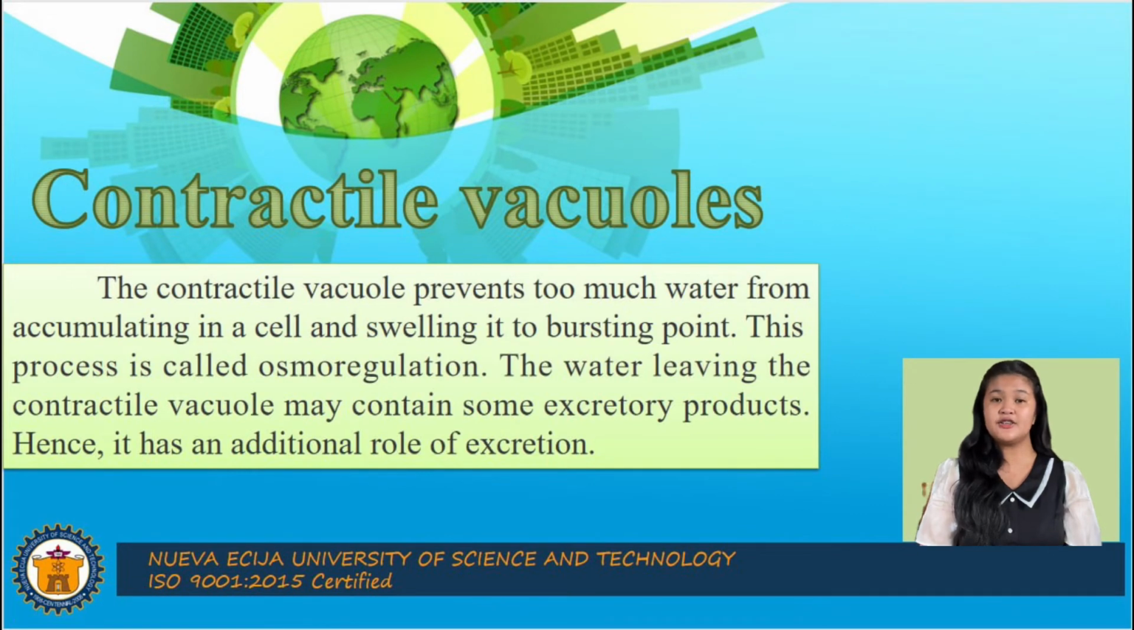The contractile vacuoles stop a cell from becoming too waterlogged and swollen to the point of rupture. We refer to this process as osmoregulation. Some excretory materials may be present in the water existing in the contractile vacuole. As a result, it also serves as a means of elimination.